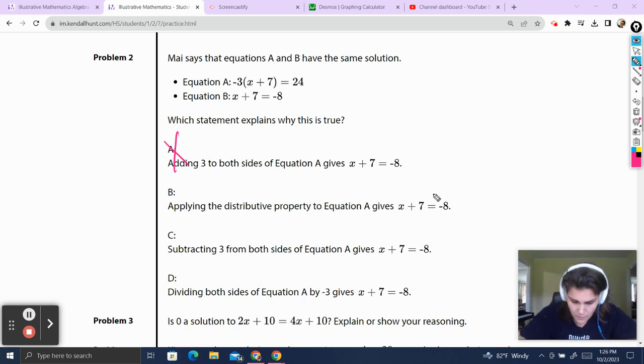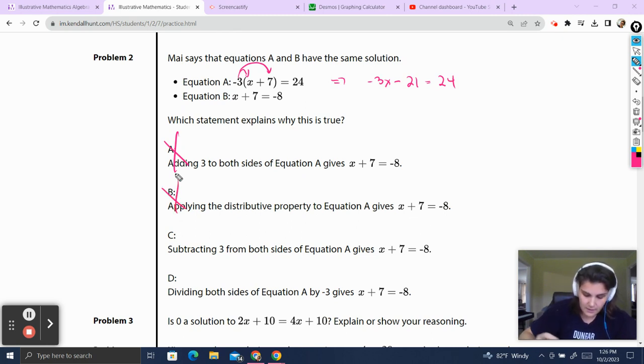Applying the distributive property to equation A gives x plus 7 minus 8. Well, I like the way they use the distributive property. Let's see what happens when I use the distributive property. The 3 only gets distributed to what's right next to it in parentheses. So this turns it into negative 3x minus 21 is equal to 24. That does not give us x plus 7 is negative 8, so nope. C. Subtracting 3 from both sides of equation A gives us x plus 7 is equal to negative 8.